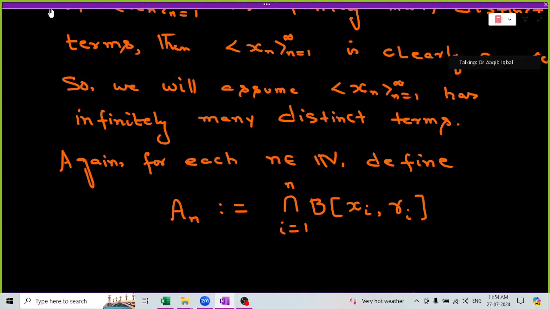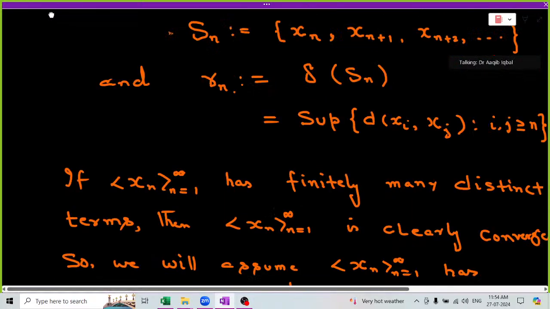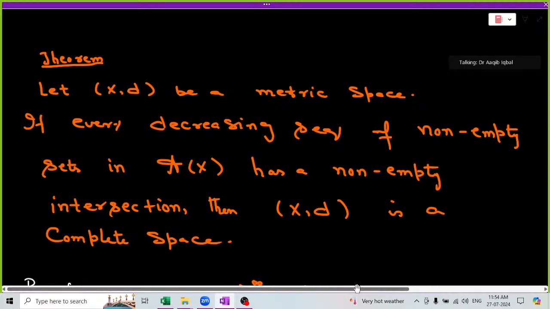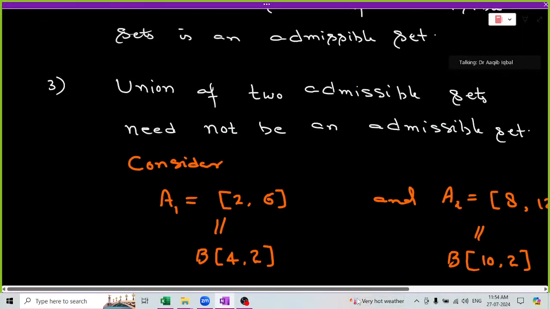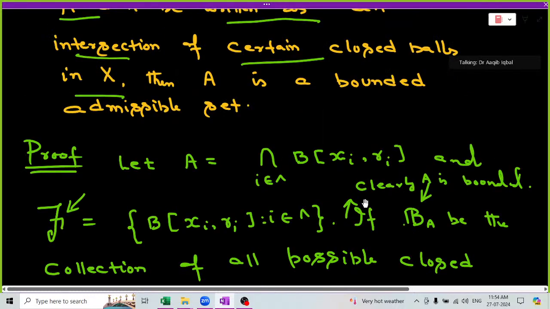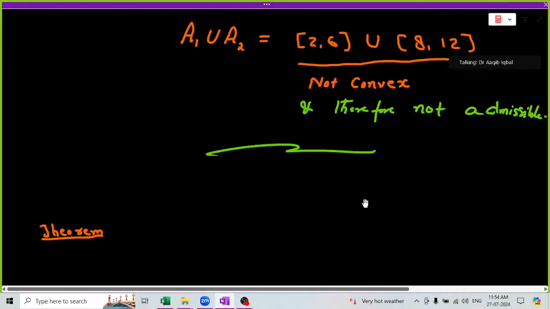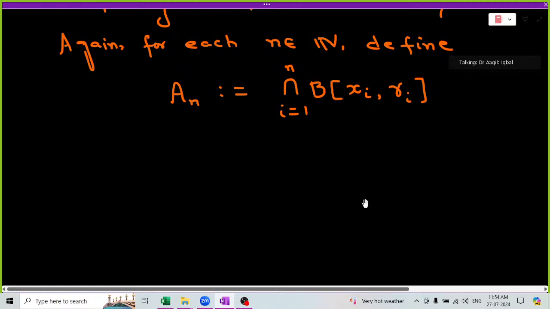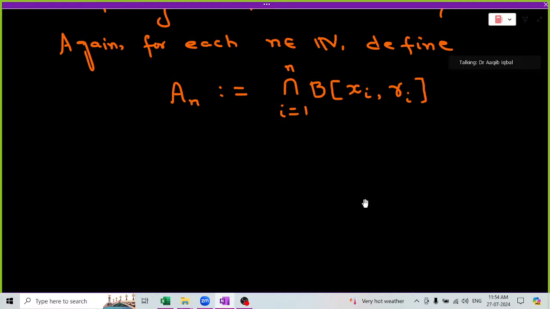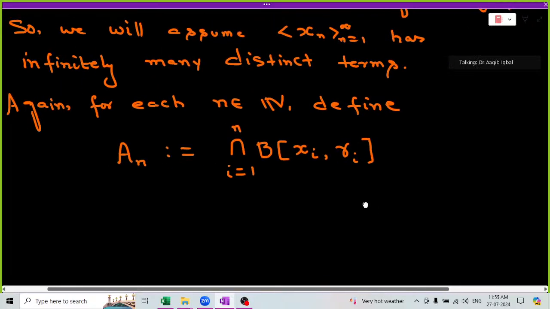Now what can you tell me about these ans? अभी जो हम theorem देख रहे थे उसमें हमने देखा if you can write a set as an intersection of certain closed balls, then that set is an admissible set. If A can be written as an intersection of certain closed balls, then A is bounded admissible. अब these ans हम इनको लिख रहे हैं खुद से ही as intersection of closed balls, so each an is bounded admissible. ठीक है? कुछ और आप बता सकते हैं about these ans?